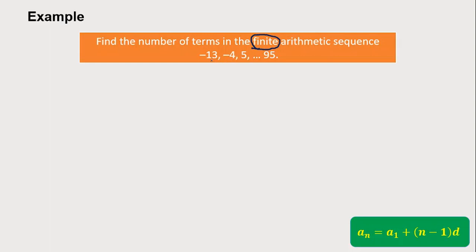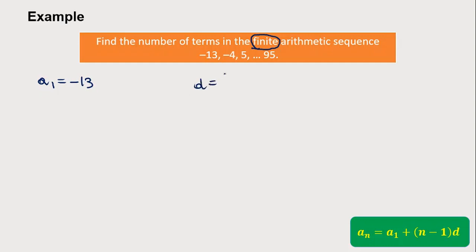We know what the first term is. We can work out the common difference, and then we just need to apply the formula we just derived on the previous slide to find out how many terms, how many iterations need to be performed until I reach 95. So based on this sequence that I've been given, a1 is negative 13. That's where I start from.